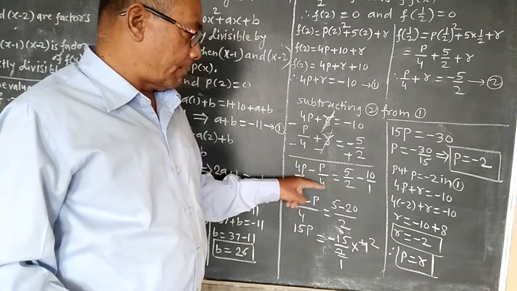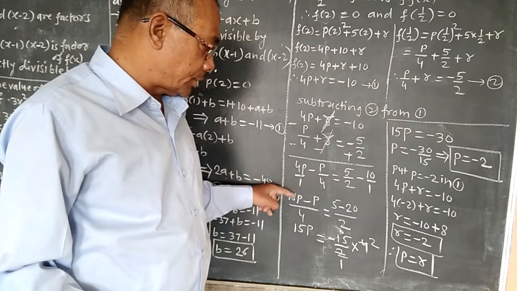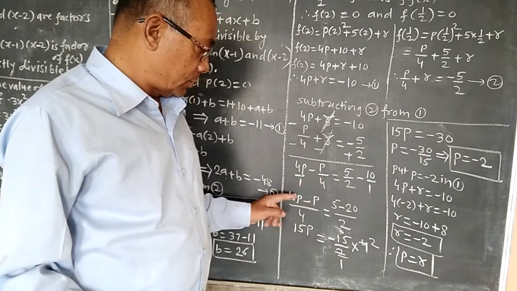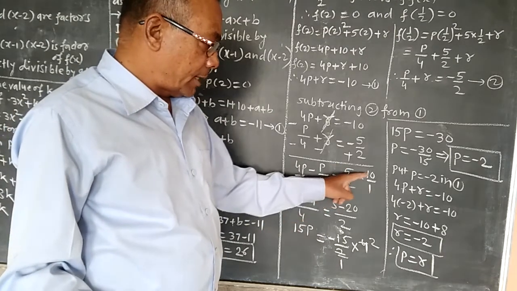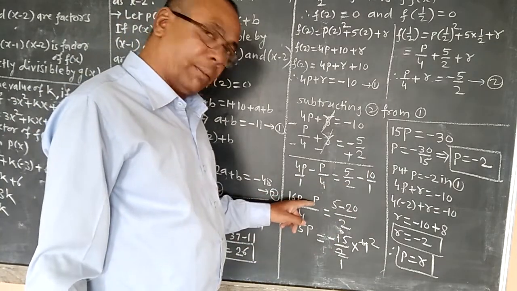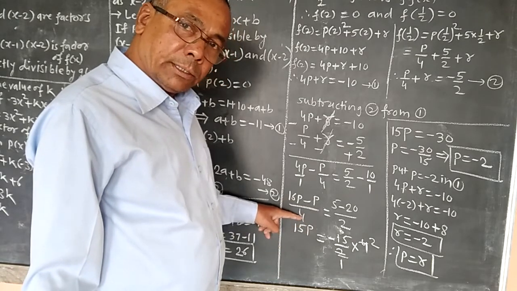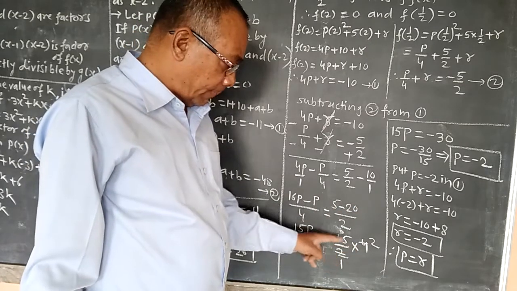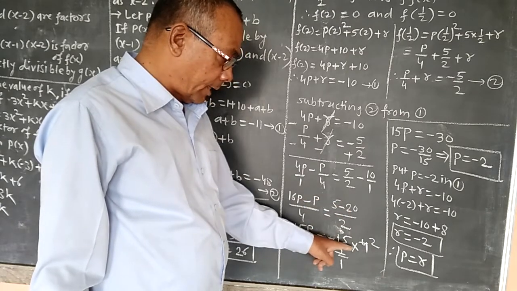4p minus p upon 4, denominators are not the same, so we have to cross multiply. 4 times 4 is 16p, p into 1 is p, so 16p minus p upon 4 is equal to 5 minus 10 times 2 is 20, divided by 2. So 16p minus 1p will be 15p. Here 4 is dividing, it will multiply on the other side.